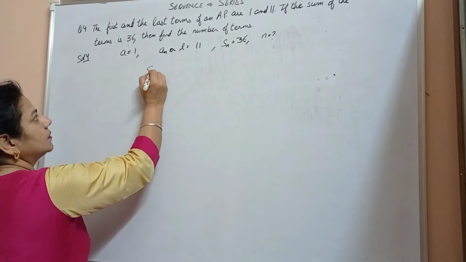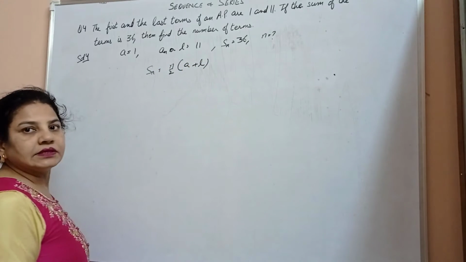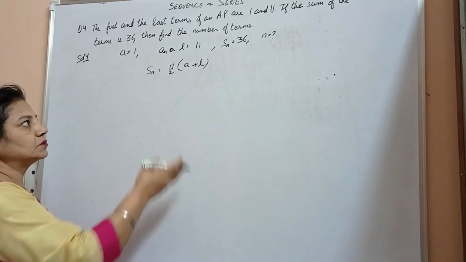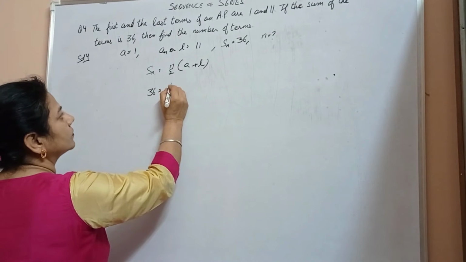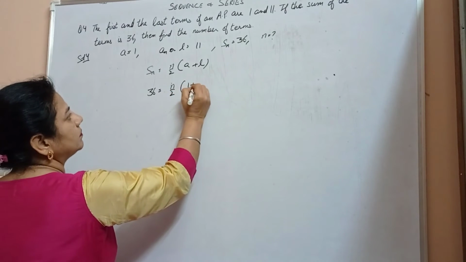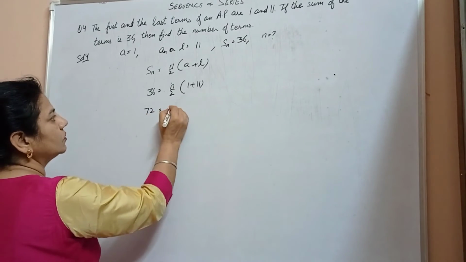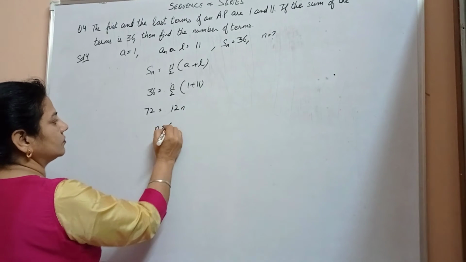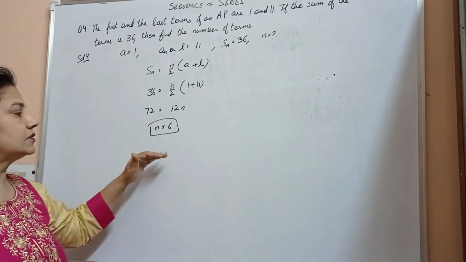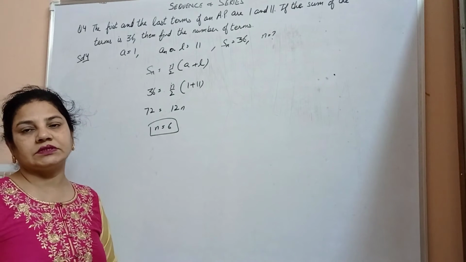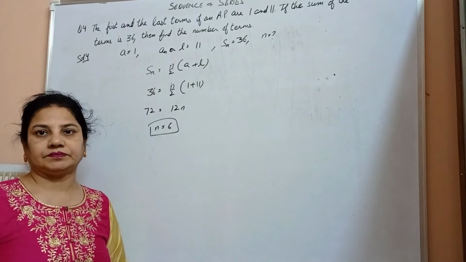We know that the sum of n terms is equal to n by 2 into a plus L, where L is the last term. Substitute the values in the formula. We get 36 is equal to n by 2 into 1 plus 11. Cross multiply, 72 is equal to 12n. n is equal to 6. So the number of terms of the AP is 6. Number of terms in the AP is 6.